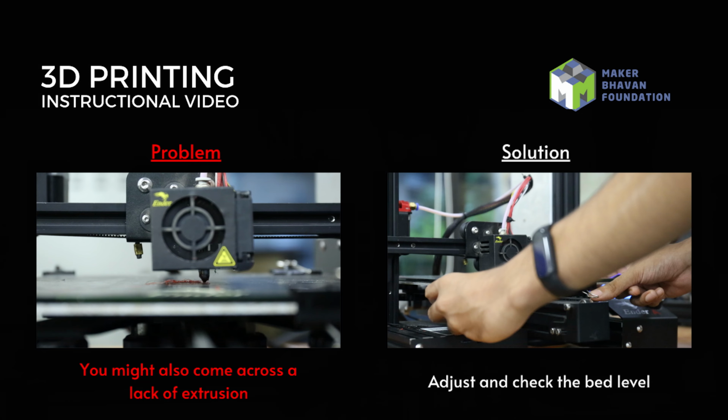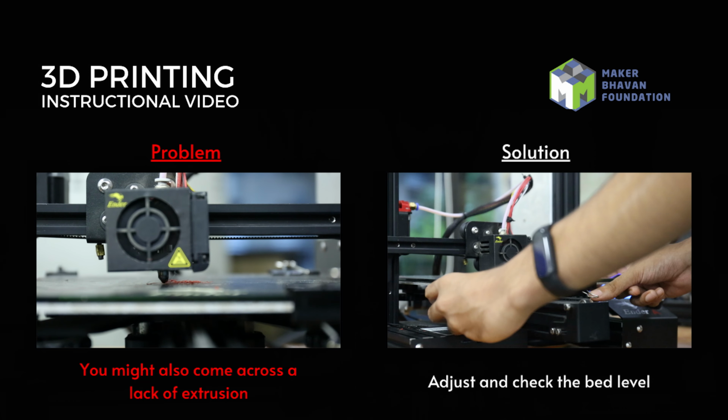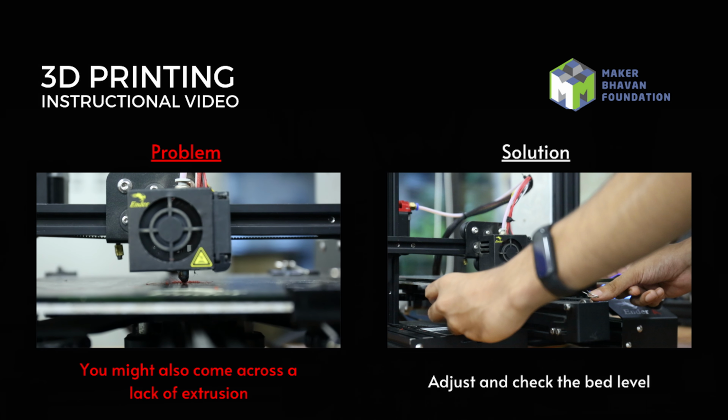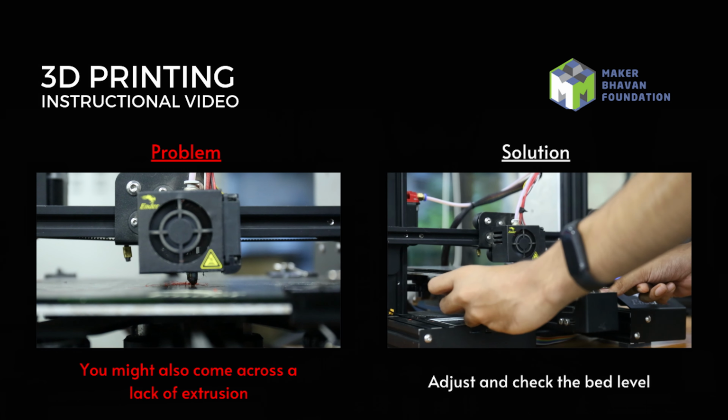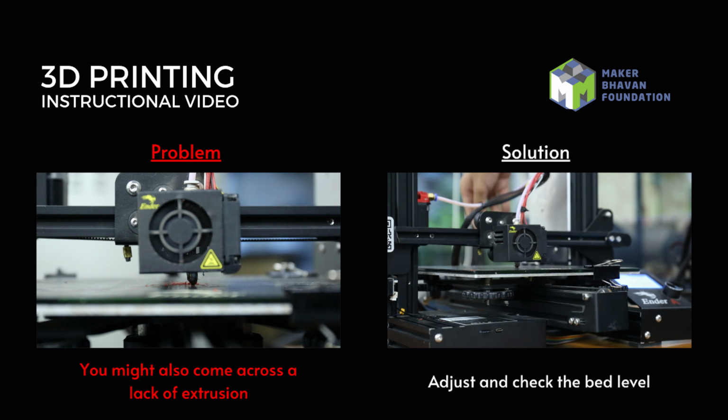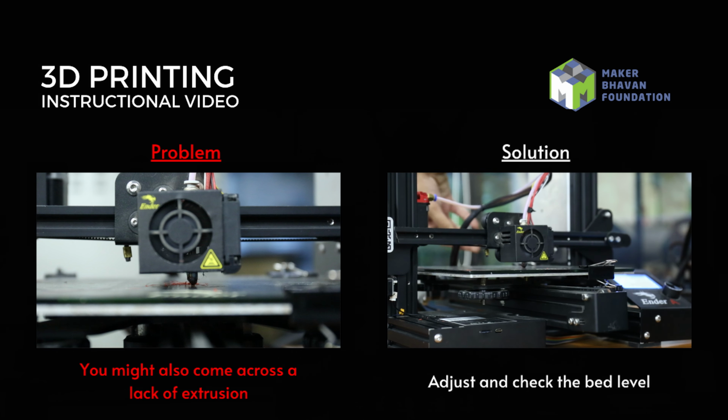You might also come across a lack of extrusion. It could be that the nozzle starts off too close to the printing bed. Should the first layer or two fail to extrude, but the filament begins extruding on the third or fourth layer, you can accurately assume that the nozzle height is the main culprit. It is advisable to have a bed leveled.